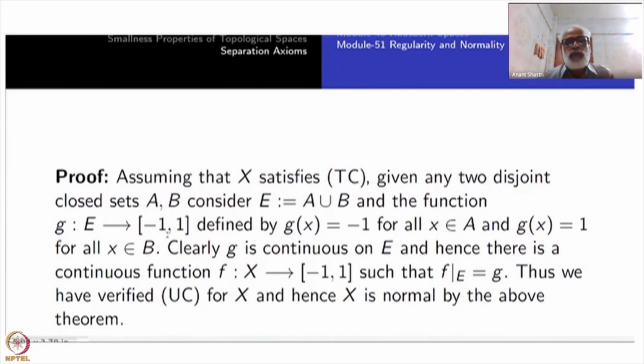Only two values you have taken. On A it is -1, on B it is +1. But now G will extend to a whole function from X to [-1, +1]. So there is an F here, that F restricted to E is G. So that is the condition for the Urysohn's characterization, UC. Therefore, X is normal by the above theorem.